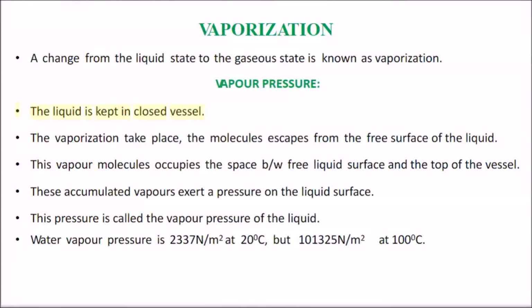The liquid is kept in a closed vessel. As vaporization takes place, the molecules escape from the free surface of the liquid. These vapor molecules occupy the space between the free liquid surface and the top of the vessel. These accumulated vapors exert a pressure on the liquid surface. This pressure is called the vapor pressure of the liquid. Water vapor pressure is 2337 N/m2 at 20°C, but 101325 N/m2 at 100°C.